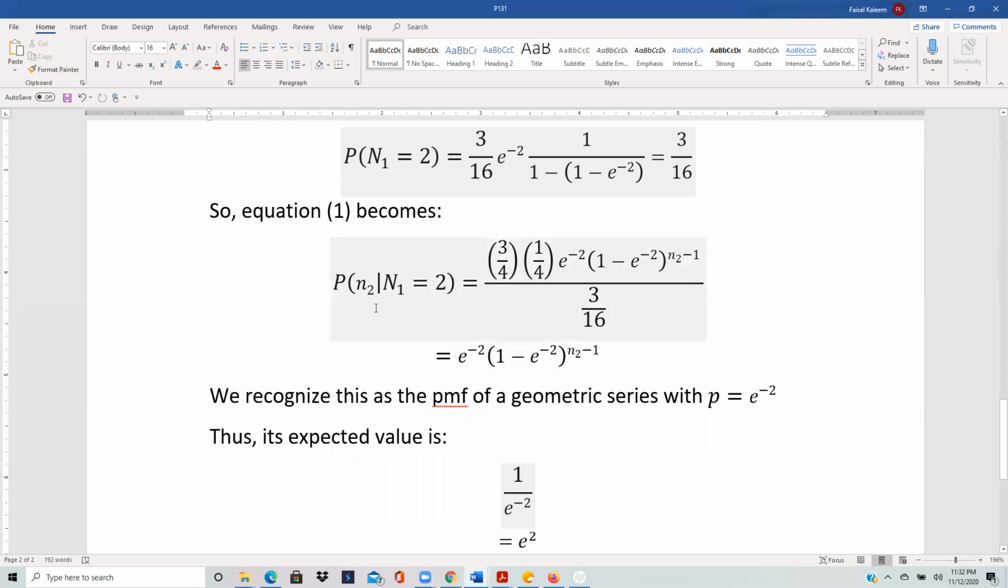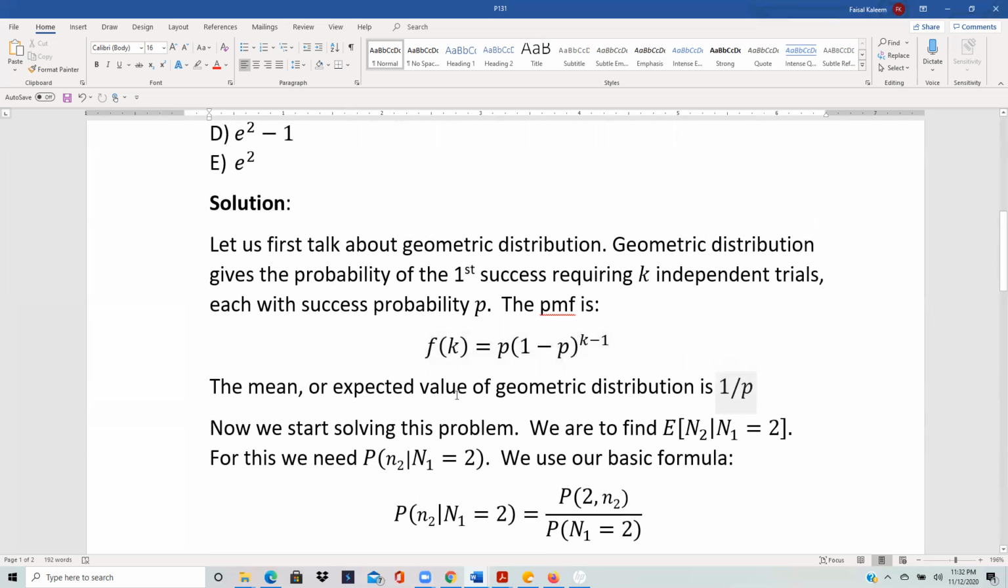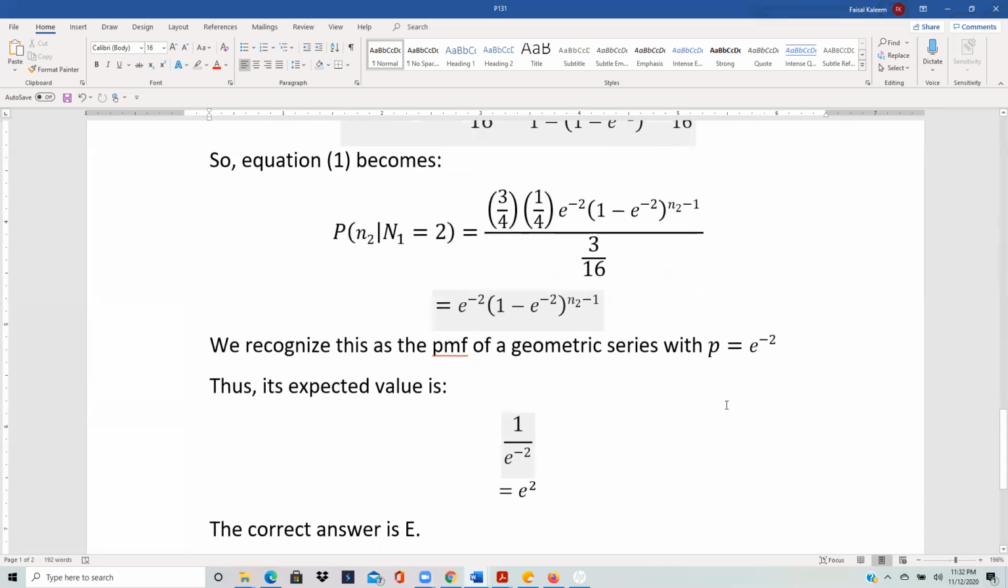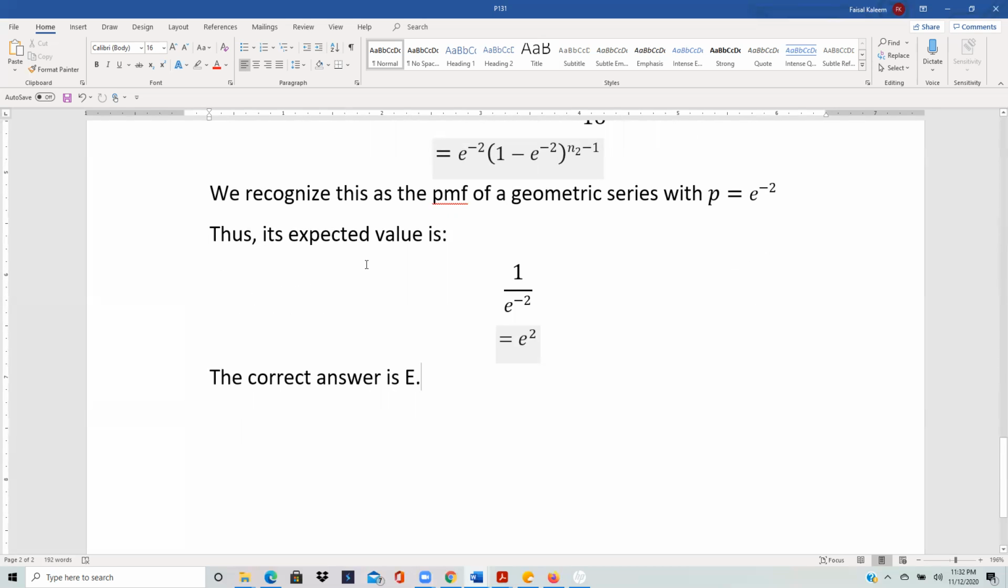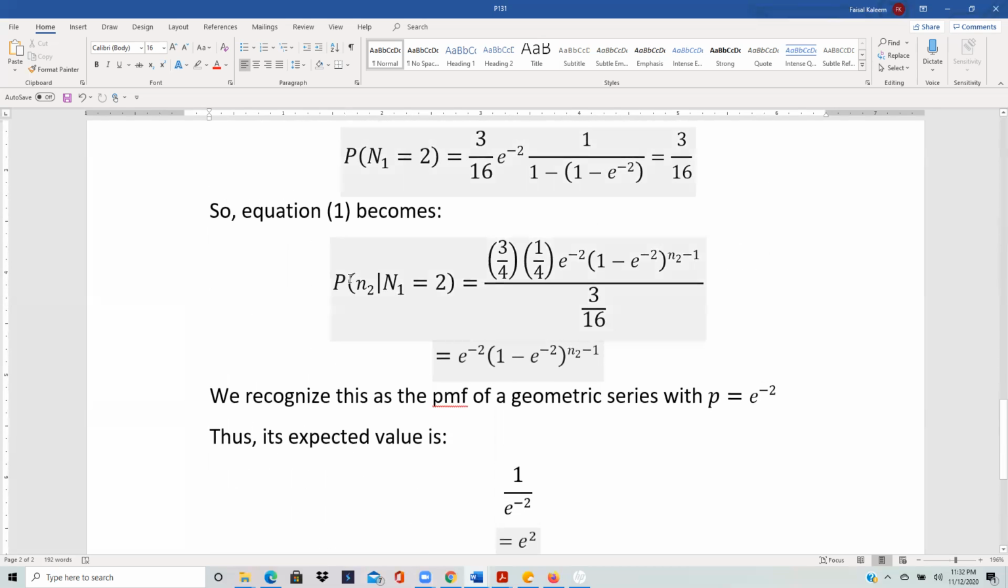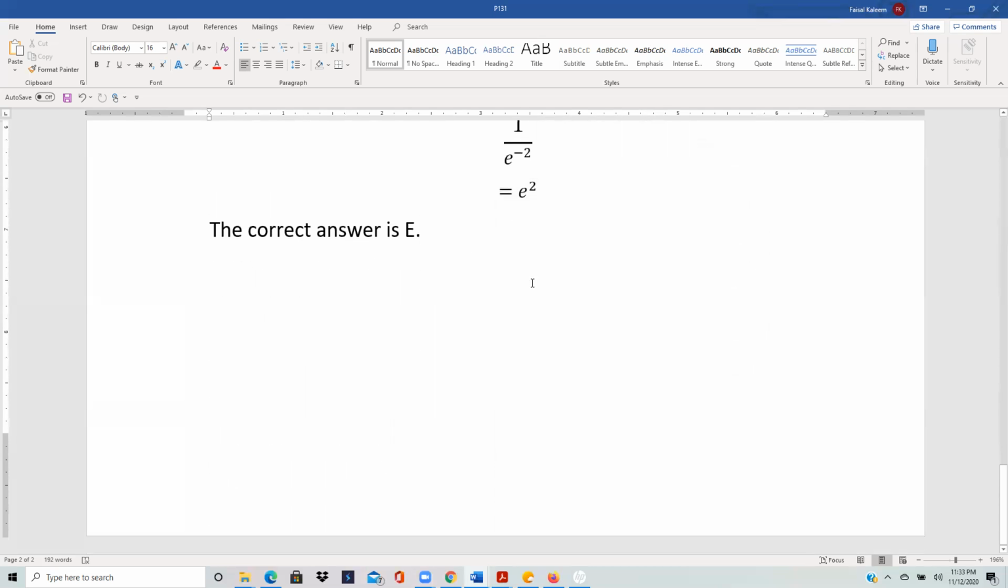So we recognize this as the PMF of a geometric distribution with p equal to e to the negative 2. And then we said that the mean or the expected value of a geometric distribution is 1 over p. So in this case, it will be 1 over e to the negative 2, which is just e squared. And that is the expected value we needed. We needed the expected value corresponding to this PMF. And that was e squared, which is choice E.